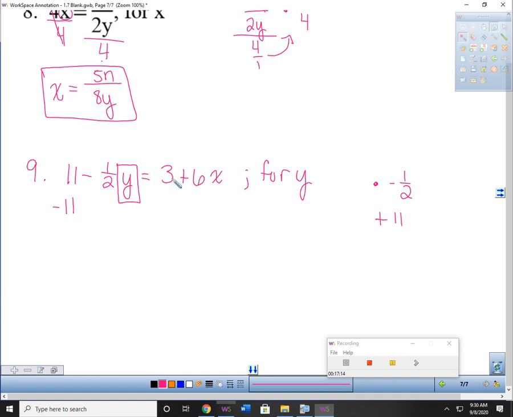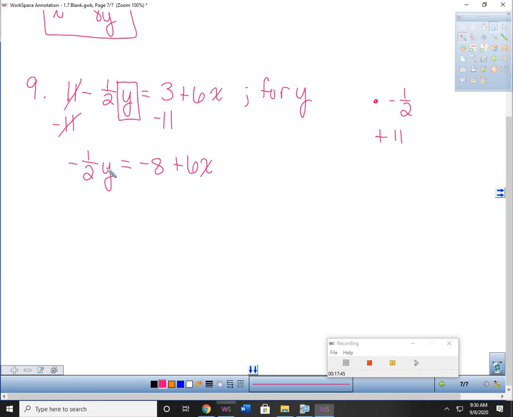Now over on this side, is there anything I can put that negative 11 with? The 3. So I can put the negative 11 with the 3 over here. So on the left side, I have the negative 1/2 y equals, over here, 3 and negative 11. That's going to make negative 8. And then I still have the plus 6x. All right?